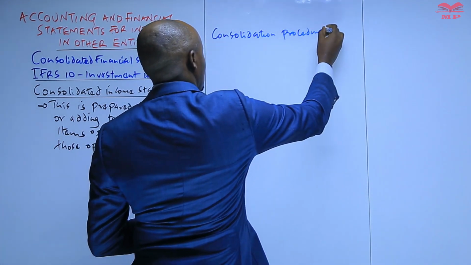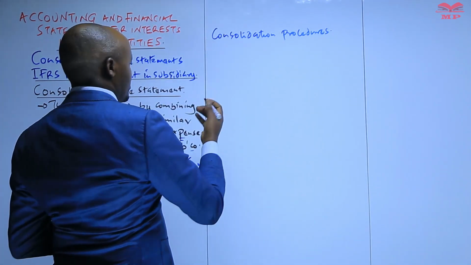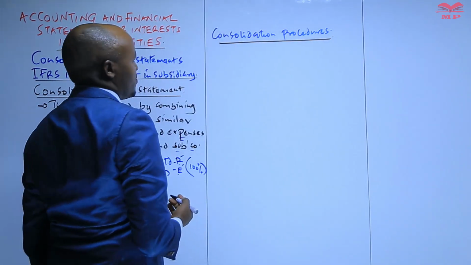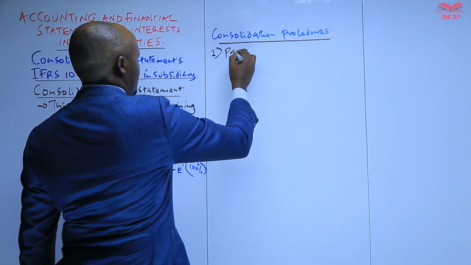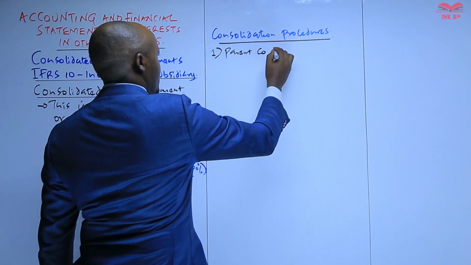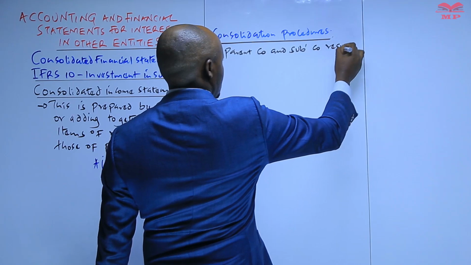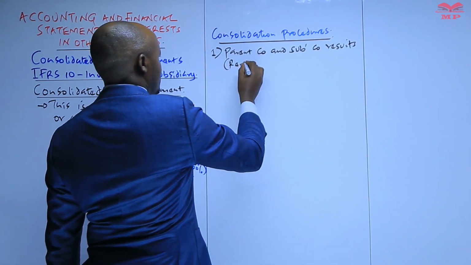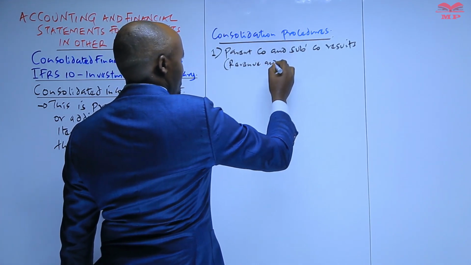Consolidation procedures. So in this case, when we talk about the consolidation procedures, basically you're talking of the steps which need to be followed. Number one, we have said that the parent company and subsidiary company results. So in this case, when we talk about the results, we are talking of the revenue and the expenses.